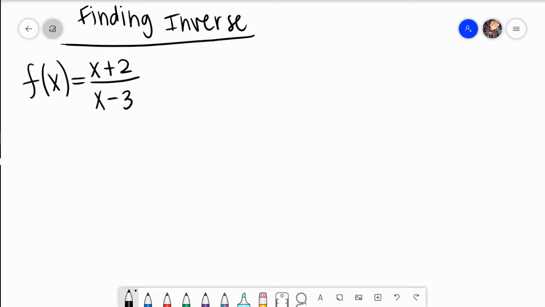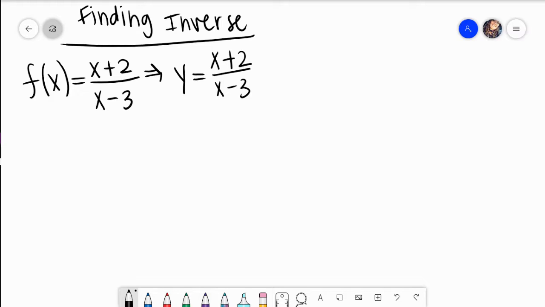Well, I know that my first step is to switch my x's and my y's, and all I'm looking at are x's. So I need to remember that f of x is the same thing as writing y. So I'm actually going to go ahead and change that to y equals x plus 2 over x minus 3. Okay, now it's the same original function that they gave me, but instead of f of x, I wrote y, because those are equivalent.